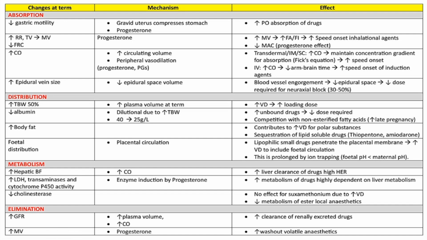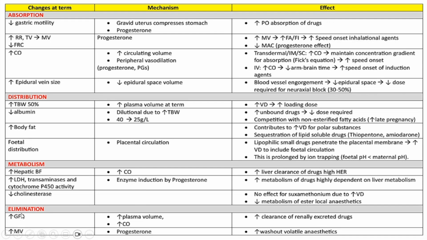Okay, next, metabolism. The cardiac output of the maternal circulation increases, so hepatic blood flow increases, so there will be an increase in liver clearance of drugs which have a high hepatic extraction ratio. HER stands for hepatic extraction ratio. The enzyme activity is increased because of enzyme induction by the progesterone effect. So it increases the metabolism of drugs that highly depend on liver metabolism. Reduction in cholinesterase activity has no effect for succinylcholine because it is counter-effected by the increase in volume of distribution. But for ester local anesthetics, we don't use ester local anesthetics, we use amides. But in terms of ester local anesthetics, their metabolism is reduced.